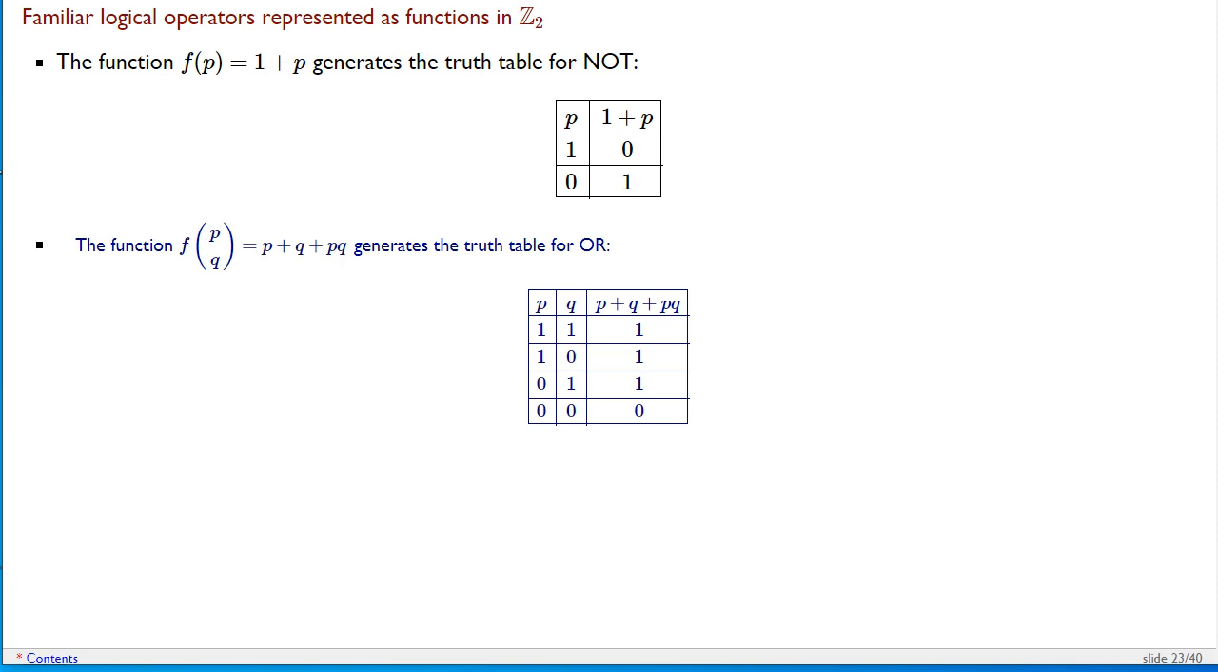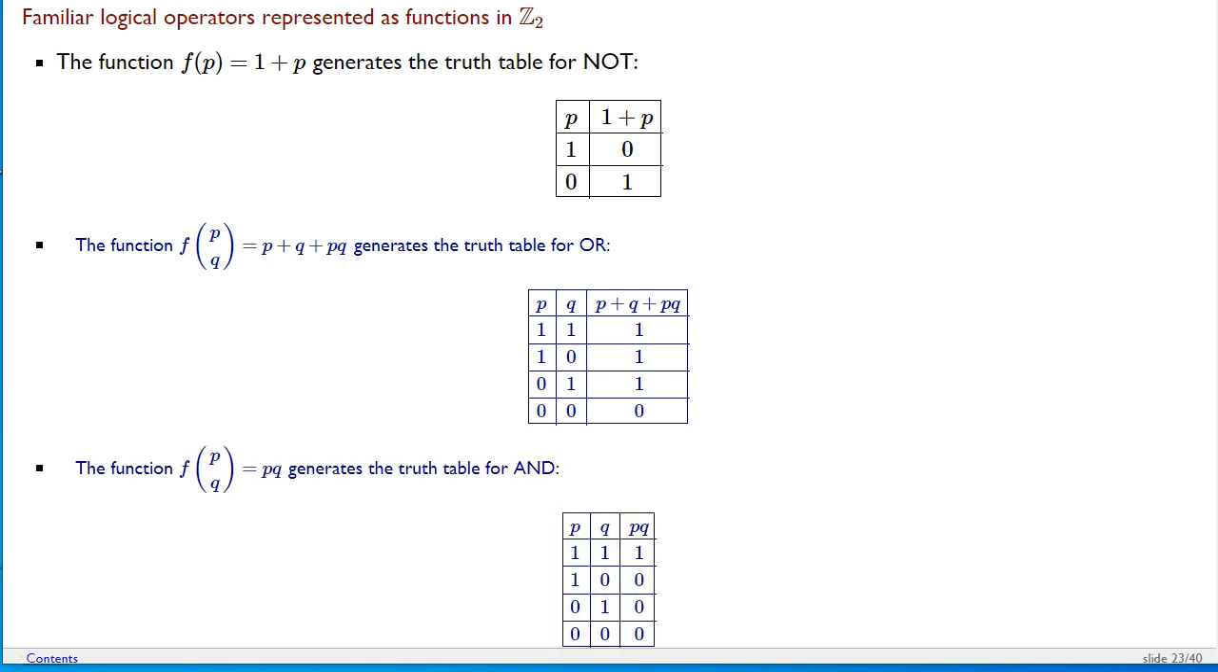Well, p plus q plus pq is equal to 1 in the case where p and q are both equal to 1. If one of p and q is 1 and the other is 0, we get 1. If they're both 0, however, we get 0. And this is a familiar truth table. It's the truth table for OR.